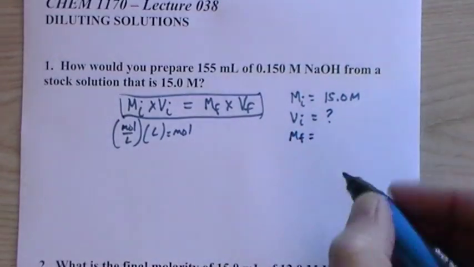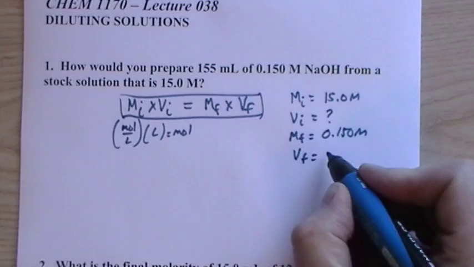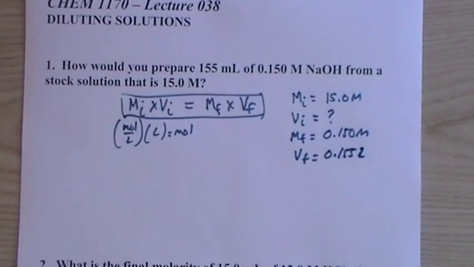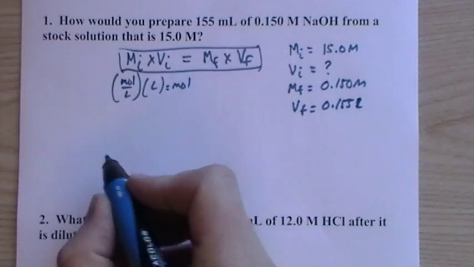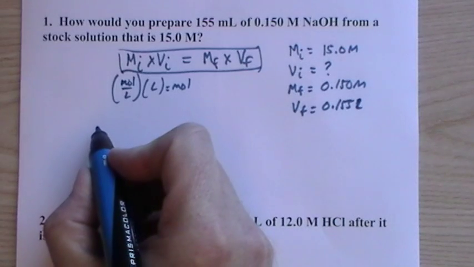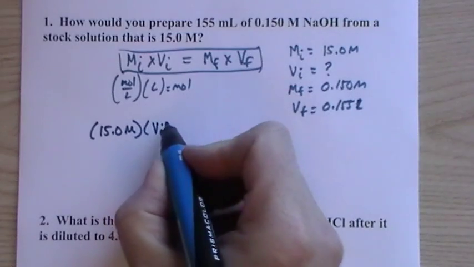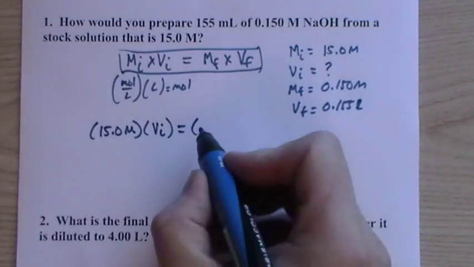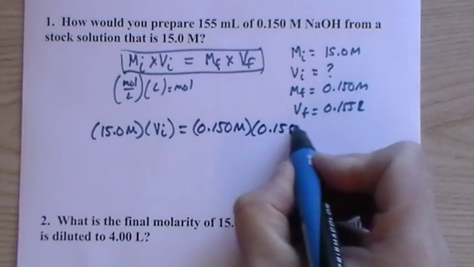The final concentration is 0.15 molar. And the final volume they give is 155 mils. We might as well convert it over to liters right now. Actually, we'll see that in some cases that's not necessary, but it's a nice thing to do here. So now we put everything in. We have 15 molar times the volume, and then the final concentration is 0.15 molar, and the final volume is 0.155 liters.